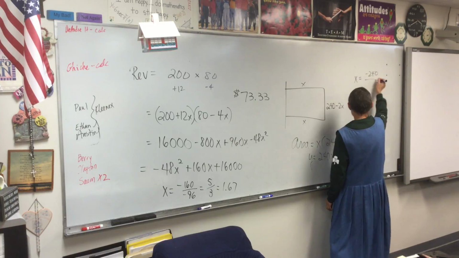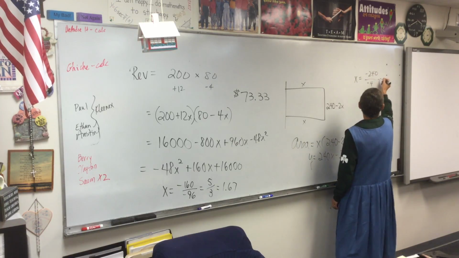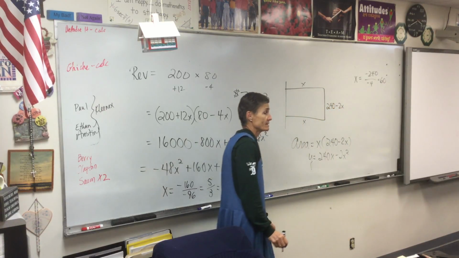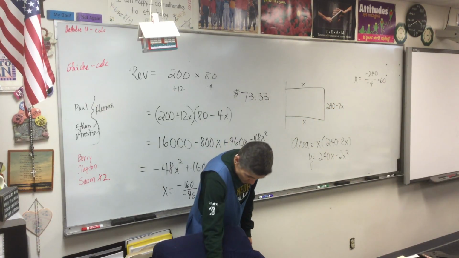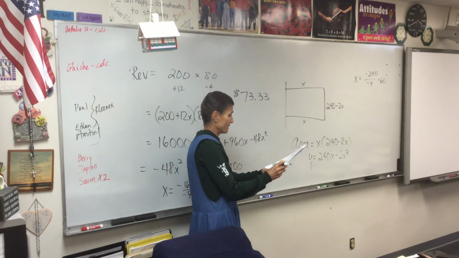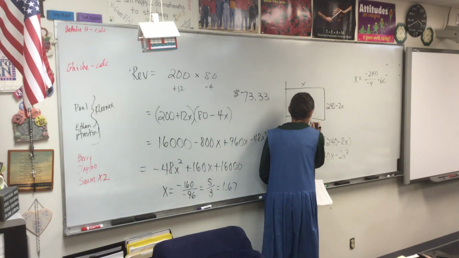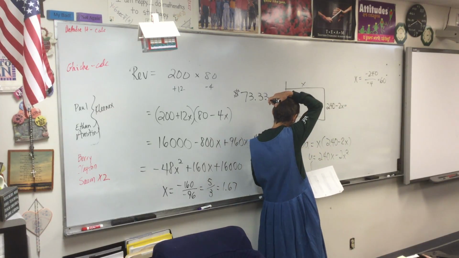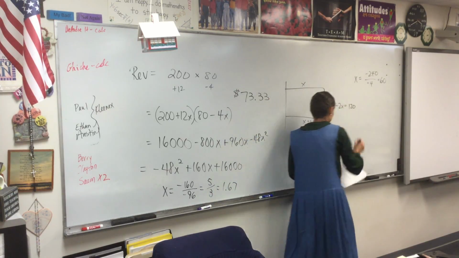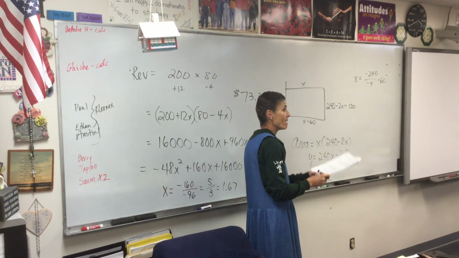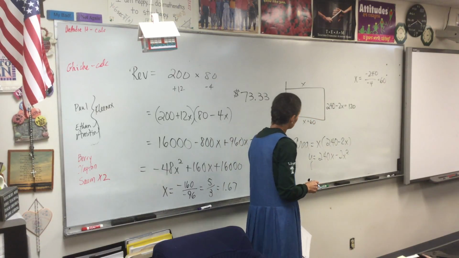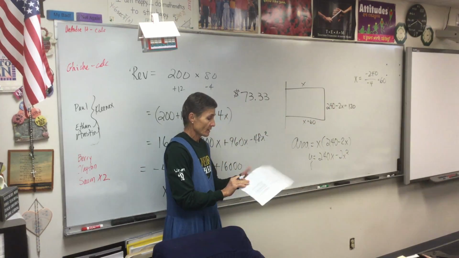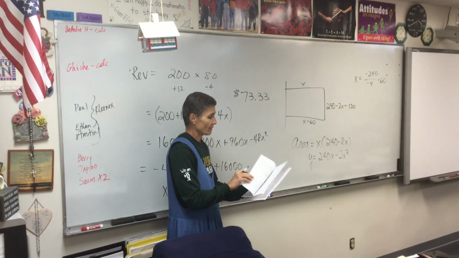Negative b over 2a. I got 60. Now what is that? What's the 60? Is that the answer to the question? That's the size of this side of the pen. So what would this side of the pen be? 120. What is the maximum area? 120 times 60 will be the answer to the question. That is your maximum area.